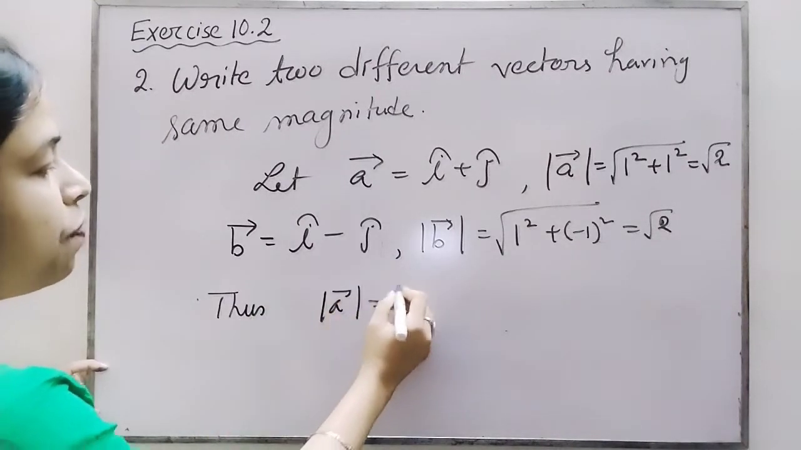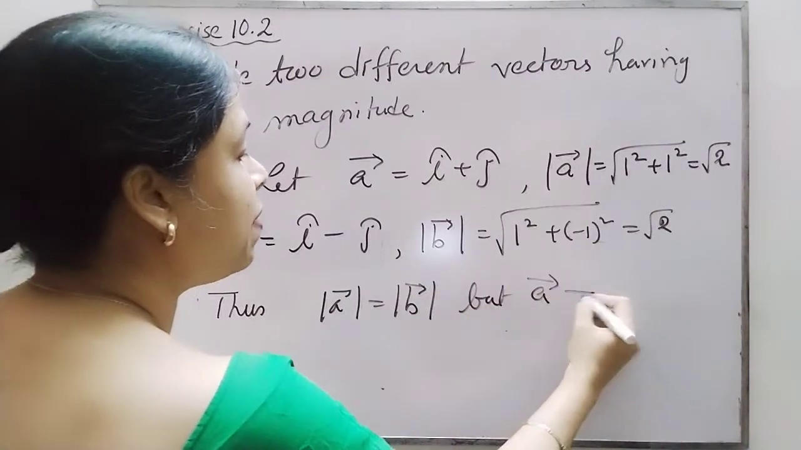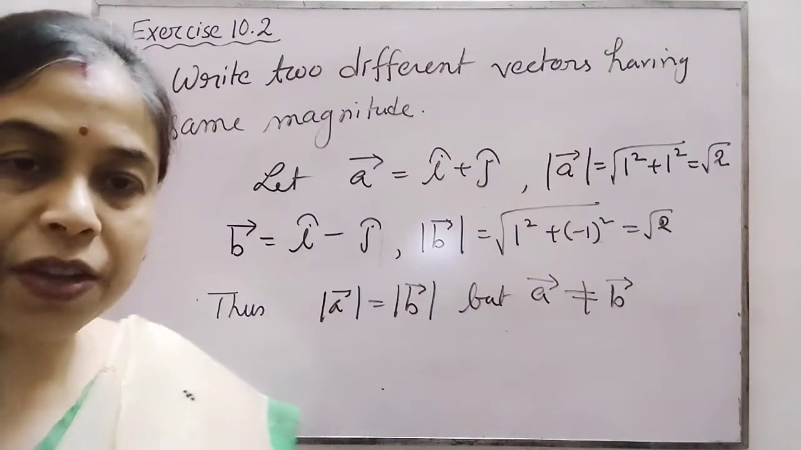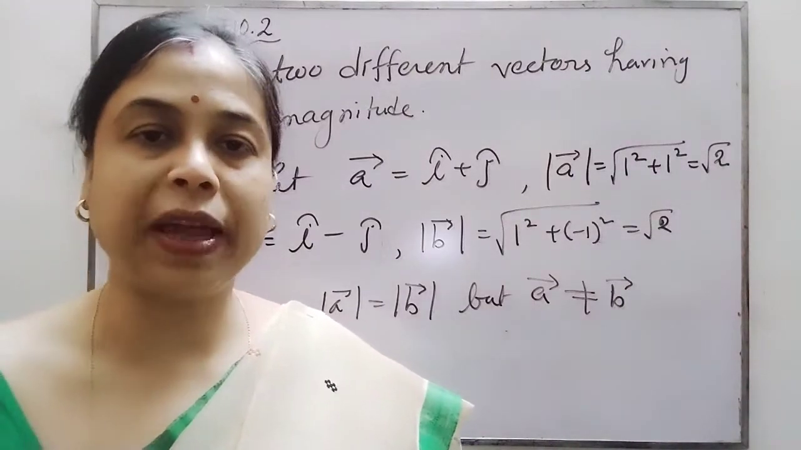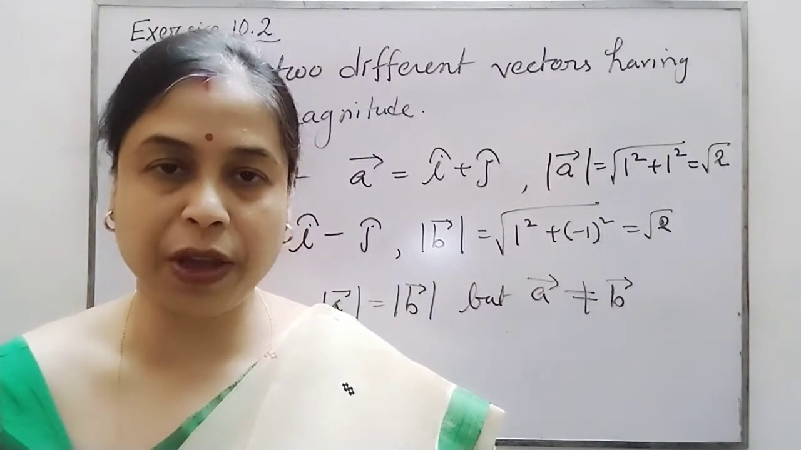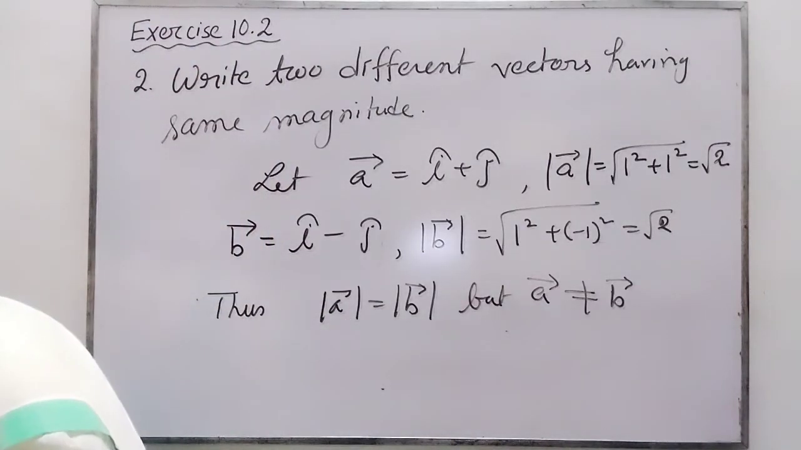So here we have got modulus of a bar, that is magnitude of a bar, is equal to magnitude of b bar, but a bar and b bar vectors are not equal. Because to be equal vectors you must have what? The coefficients of i cap and j cap must be equal. So this is your required answer.